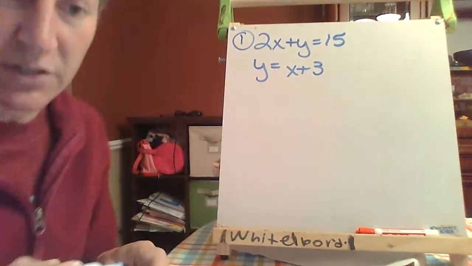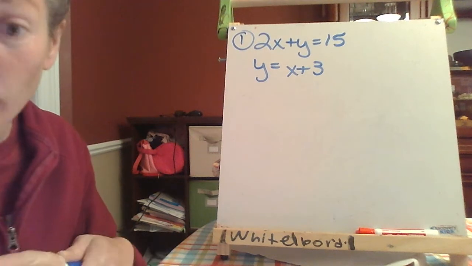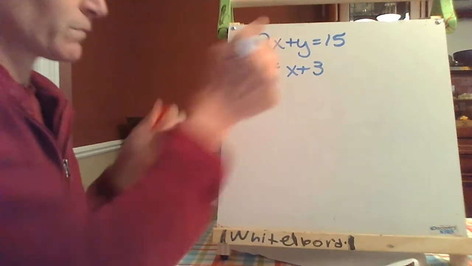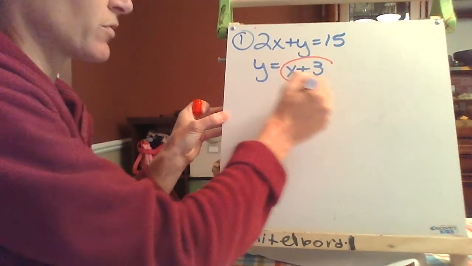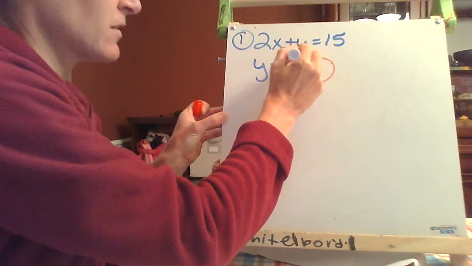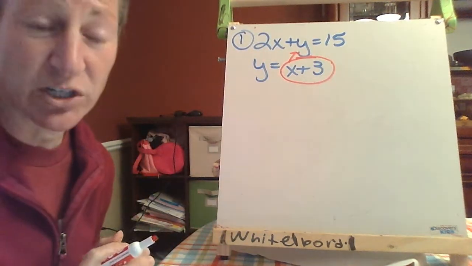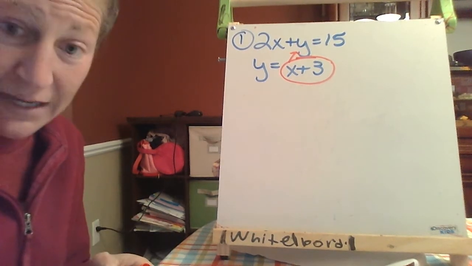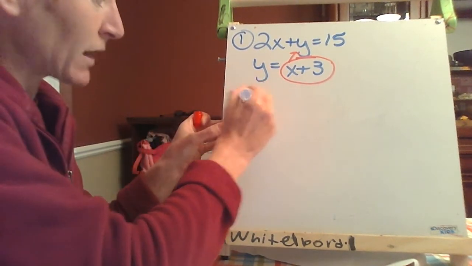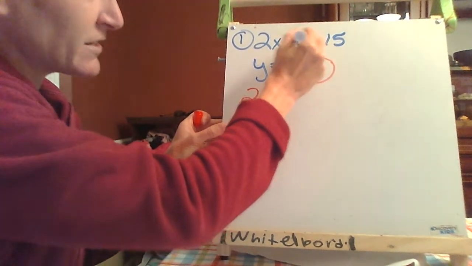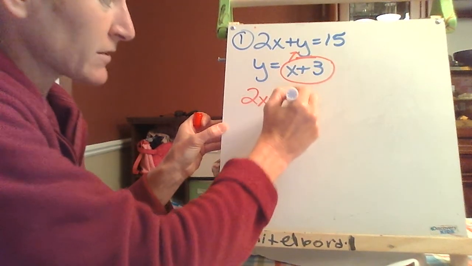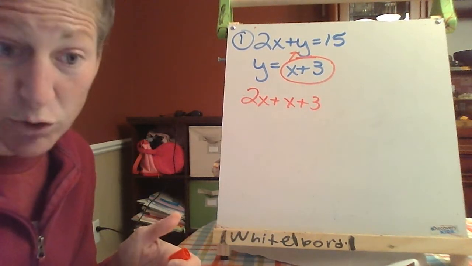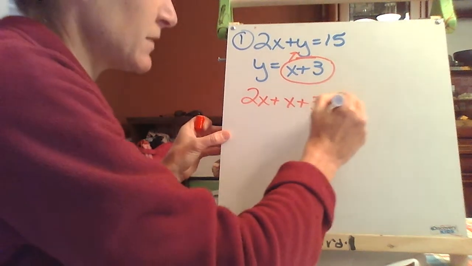So what does substitution mean? It means get a variable by itself on one side of the equal sign. So that's what I'm going to do. Y is already by itself, so I circle this and I plug it in for y in the other equation. I'm going to replace a variable, so I'm only dealing with one variable at a time. So I have 2x plus, in place of y, x plus 3, and it doesn't hurt to put parentheses around it, but you don't need to every time, equals 15.